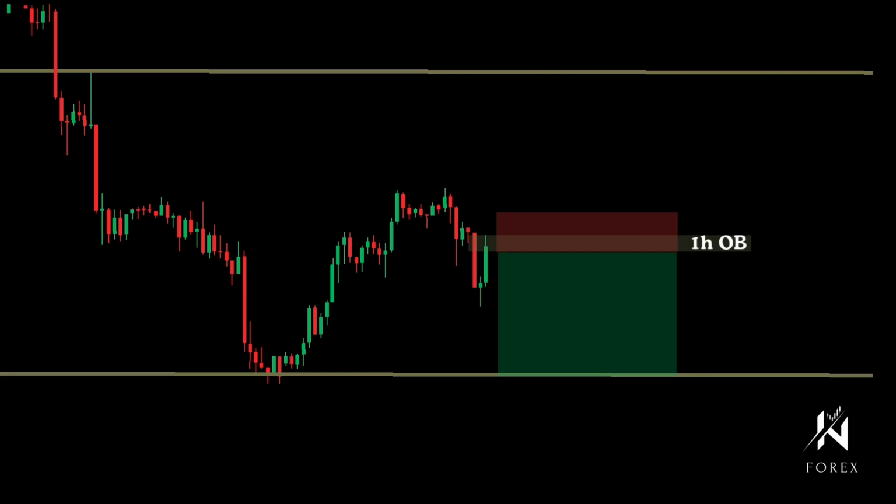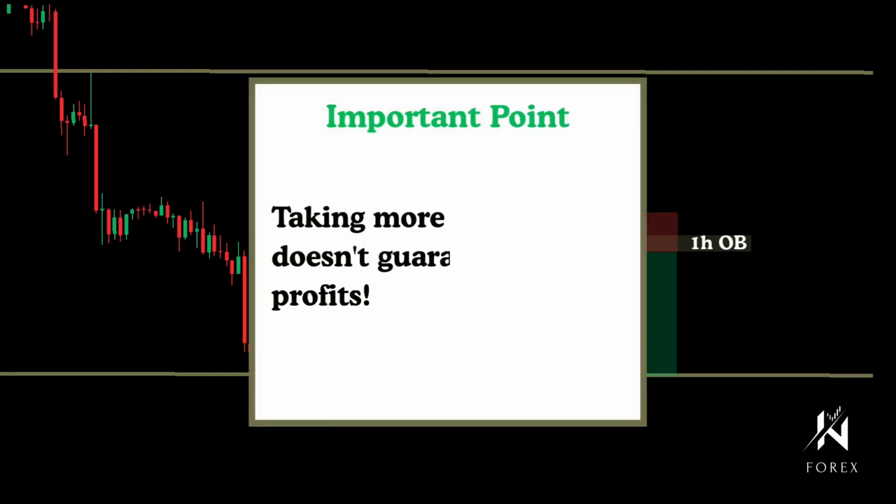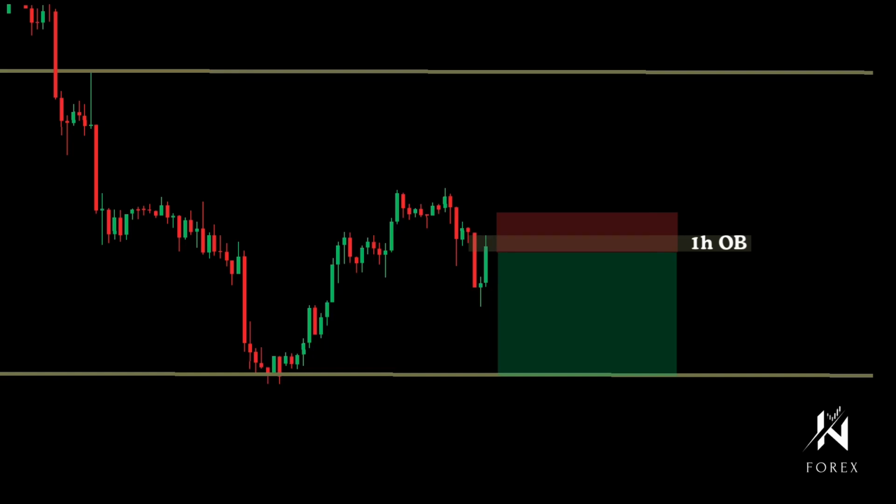At this stage, there's no pressing need to look for confirmation in lower time frames unless you're aiming to identify additional trades. However, keep in mind that taking more trades doesn't guarantee higher profits. It's the quality and confluence that matter.